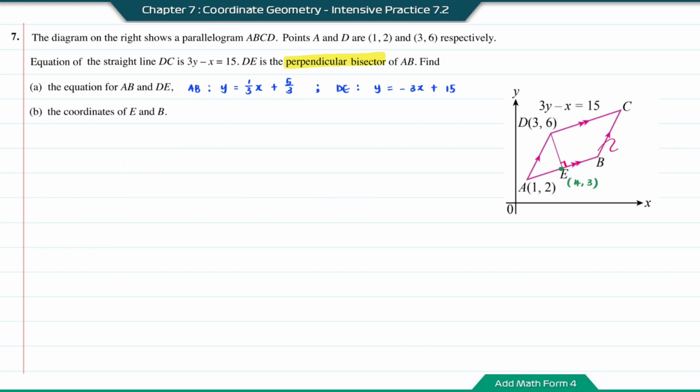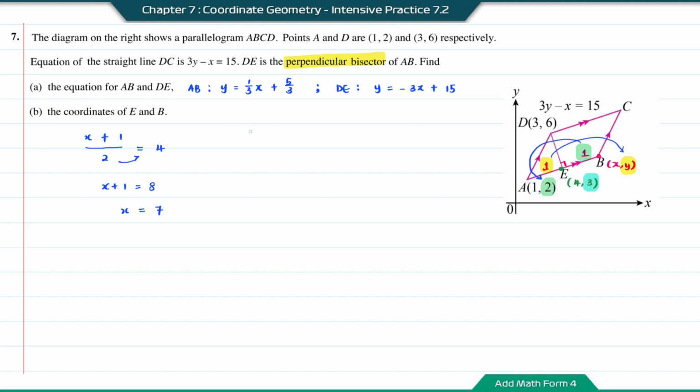Now we're going to find the coordinates of point B. As E is the midpoint of AB, this means the ratio AE to EB is equal to 1 to 1. So here, 1 times x, which is x, plus 1 times 1, which is 1. Then we divide by the total ratio, which is 1 plus 1, equal to 2. The answer here is equal to 4, which is the x coordinate of the point E. So x plus 1 is equal to 4 times 2, which is equal to 8. Then x is equal to 8 minus 1, which is equal to 7.